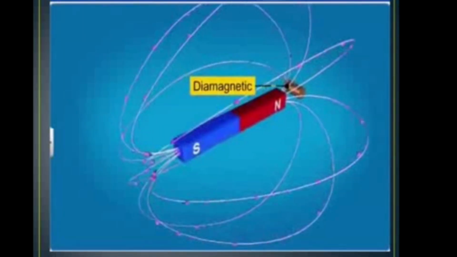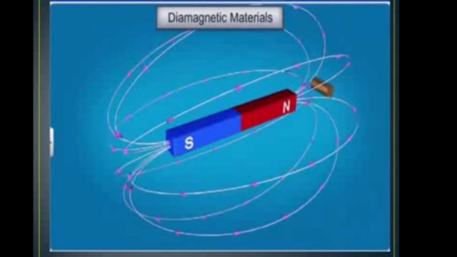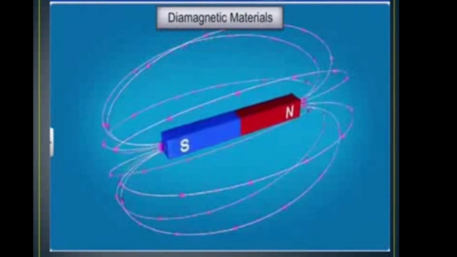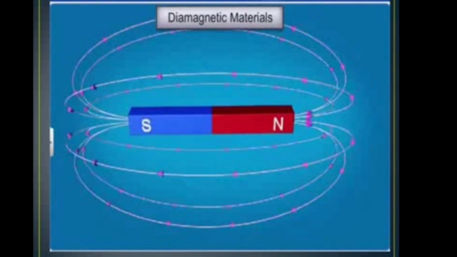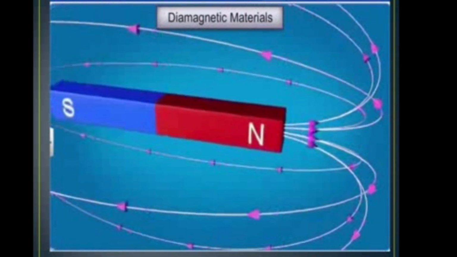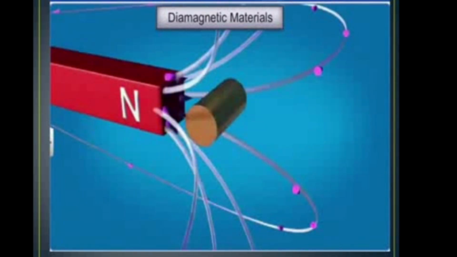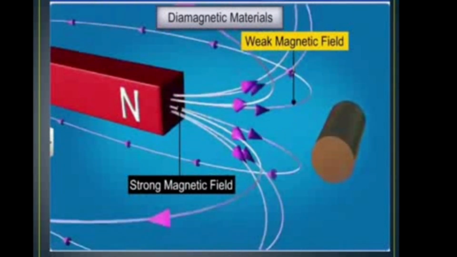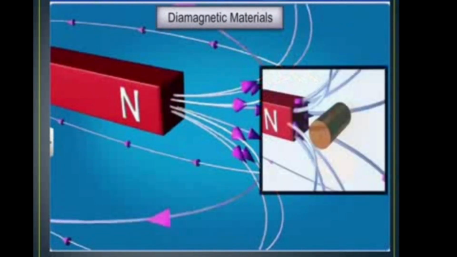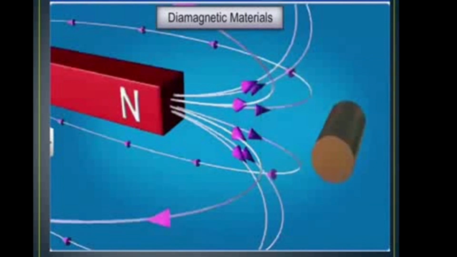When a diamagnetic material is placed near a magnet, it moves from the stronger part of the magnetic field to the weaker part. This type of material, which moves from the stronger magnetic field to the weaker magnetic field, is called a diamagnetic material. Why do these materials move from the stronger part to the weaker part?